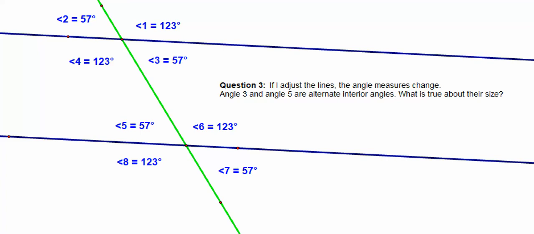Angle 3 and angle 5 are also alternate interior angles. Look at the size of angle 3 and angle 5. What is true about their size?